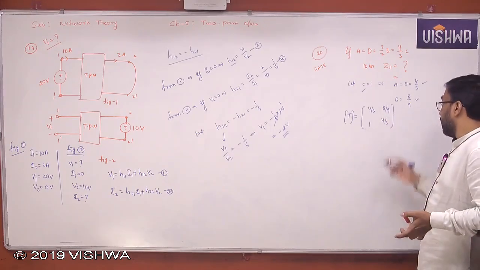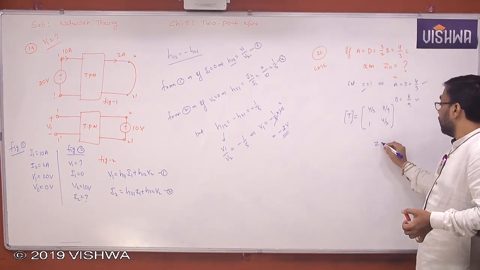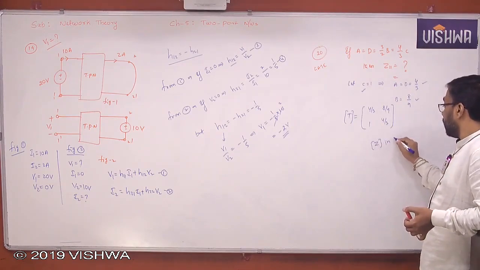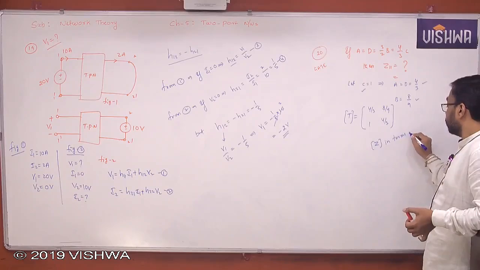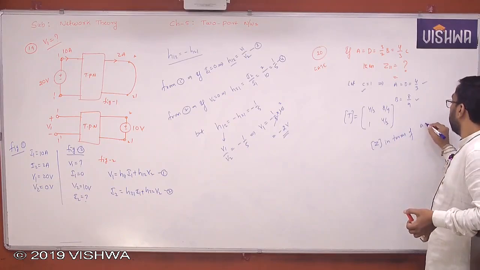So you find now Z11. Z11 means Z parameters, in terms of ABCD parameters you are supposed to find.